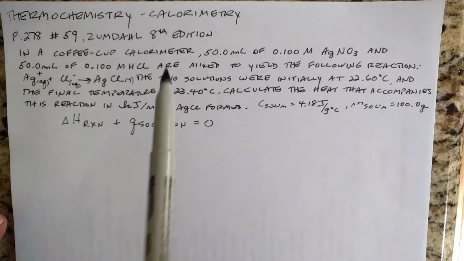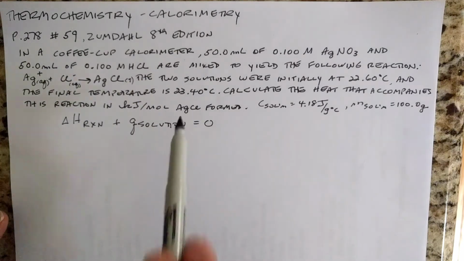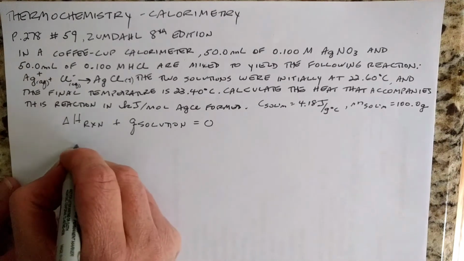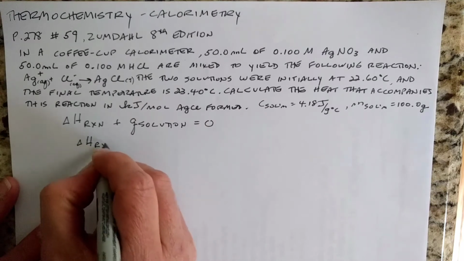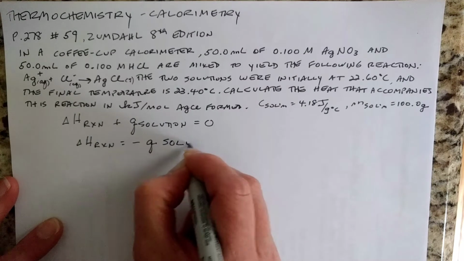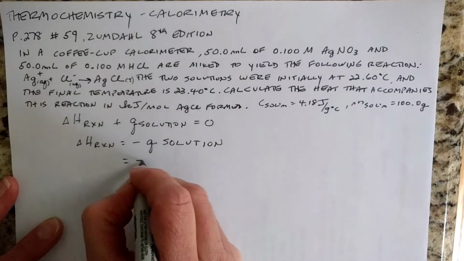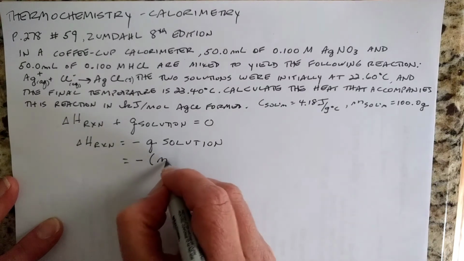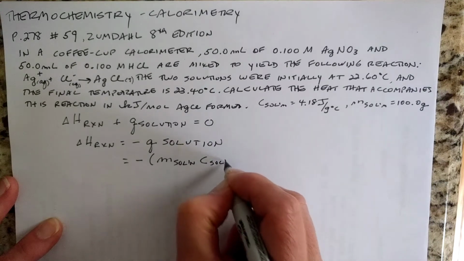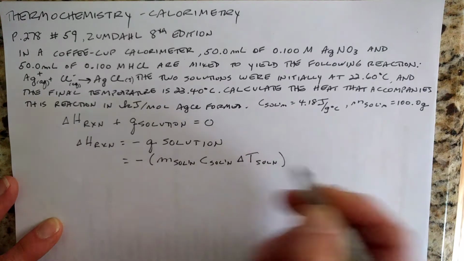So we're going to calculate that delta H first, then we'll figure out what it is per mole of AgCl formed. So we can say that the delta H of the reaction, what we're looking for, is equal to the negative q of the solution. So the delta H of the reaction is equal to negative the mass of the solution times the heat capacity of the solution times the delta T of the solution.